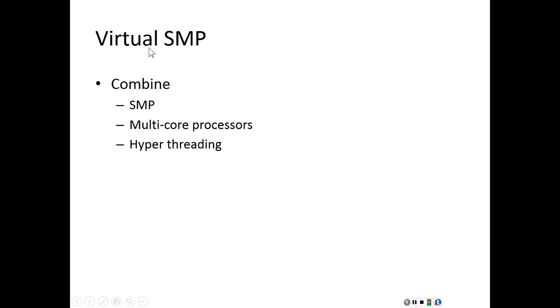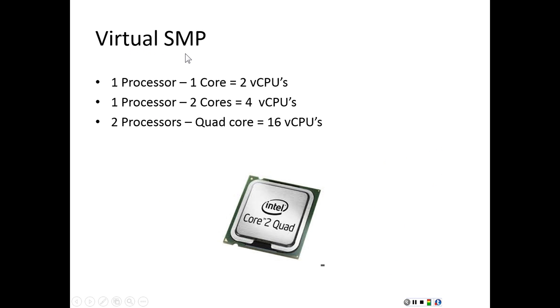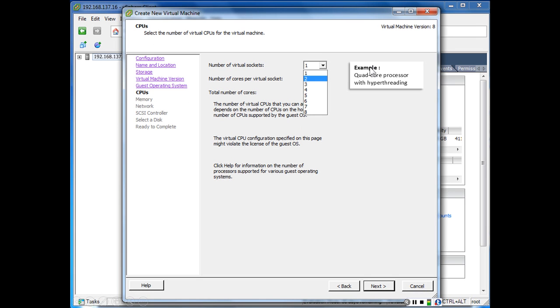Now let's discuss virtual symmetric multiprocessing, which combines all of these three things together. In virtual symmetric multiprocessing, if you have one processor with one core, then that's equal to two virtual CPUs because of hyper-threading. If you have two processors and each one is a quad core, then you have 16 virtual CPUs. And if we look in this example right here where we are creating a new virtual machine, this is an example of a quad-core processor with hyper-threading.